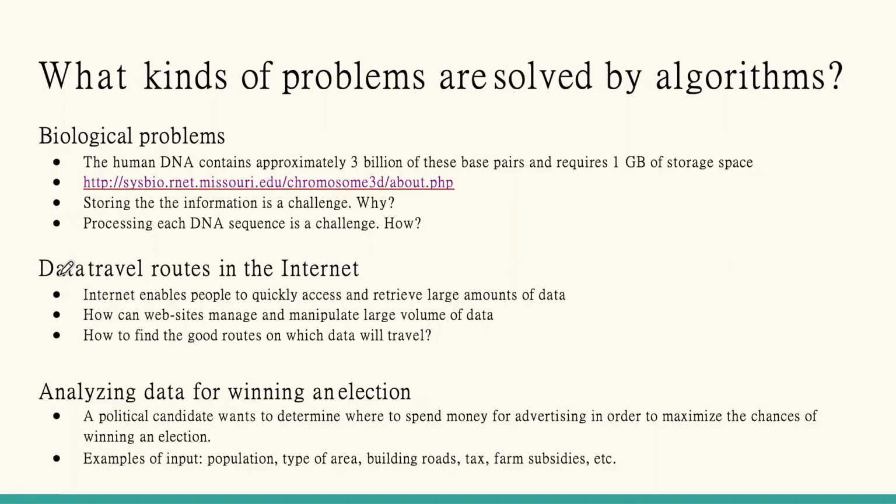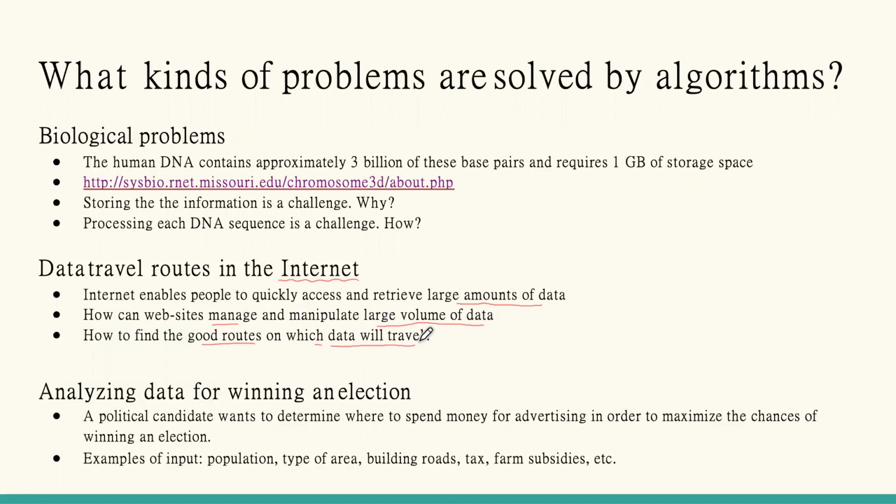Another set of problems exist in the way the internet works. The internet enables people to access a large amount of data quickly and within seconds, right? How can websites manage and manipulate such large volumes of data? Of course, it's all through the use of algorithms. Once again, how do we find good routes on which the data will travel across the internet, across servers and routers? That's again handled by algorithms.